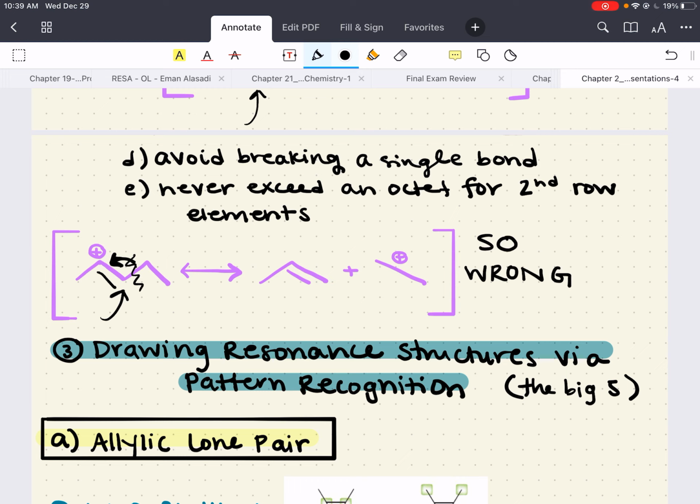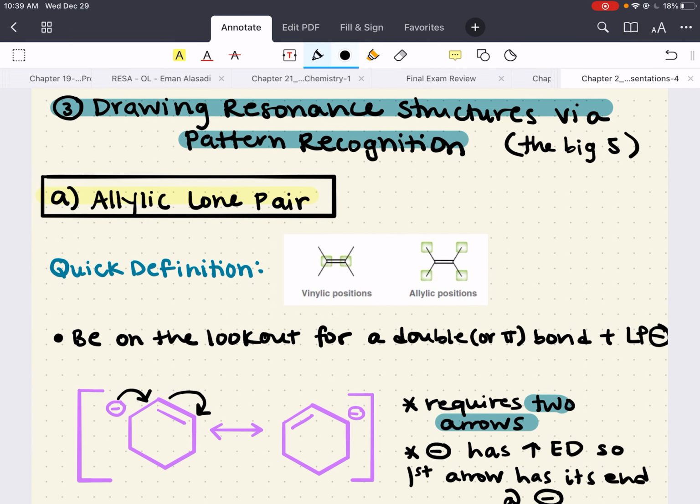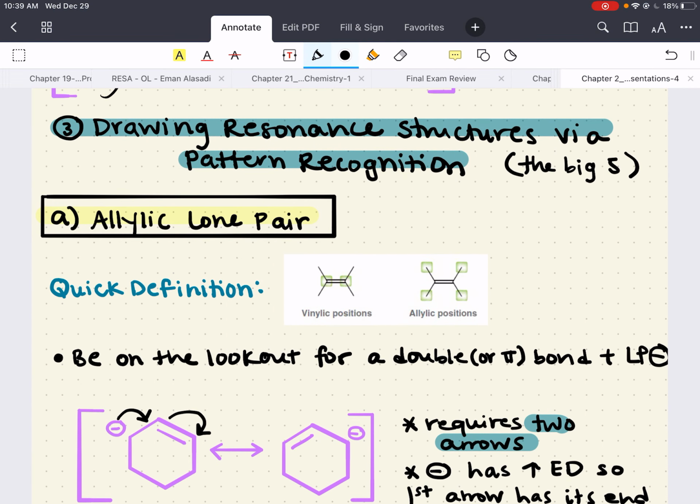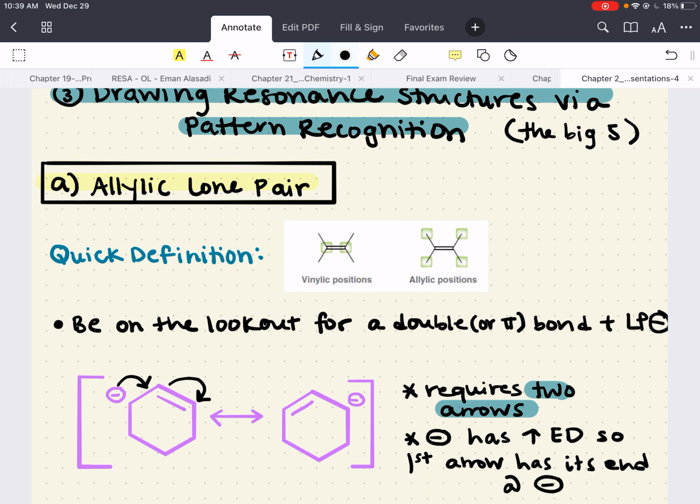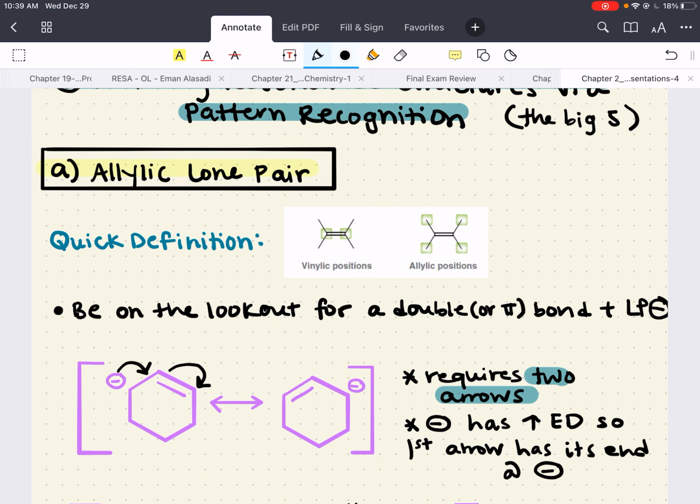Now, keeping that in mind, and it will make more sense as we get into some problems, we're going to jump into the 5 big patterns of resonance structures. When we're able to recognize these patterns, drawing the resonance structures for molecules is going to be a lot easier. Actually, just recognizing that a molecule has delocalized electrons and therefore has resonance structures will be a lot easier when we know these 5 patterns. And we're going to start off with this first pattern called allylic lone pair.